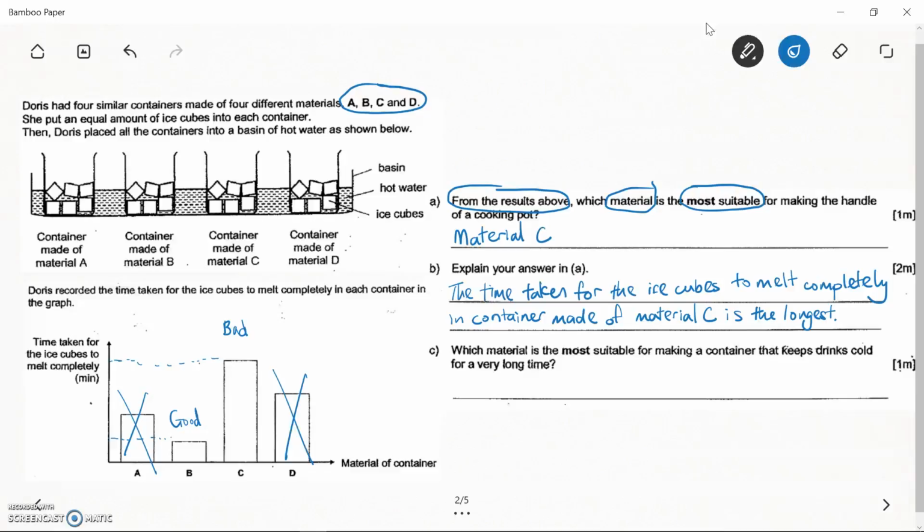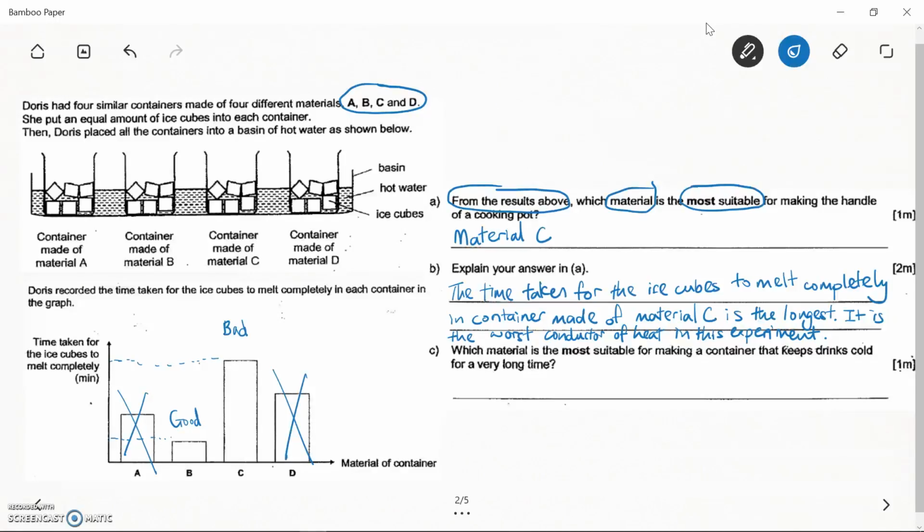Okay, then you have to explain it is the worst conductor of heat in this experiment. Okay, so these are the 2 marks. First, you have to state, okay, the time taken is the longest. Then you have to also state that it is the worst conductor so that the examiner knows, okay, you are choosing the worst conductor to make the handle for the cooking pot.